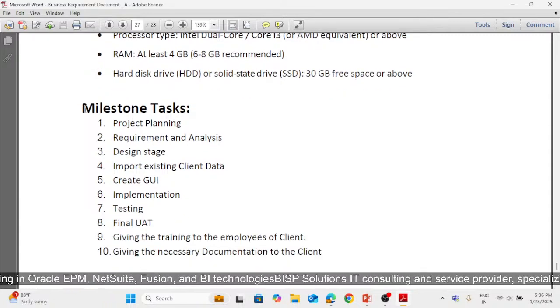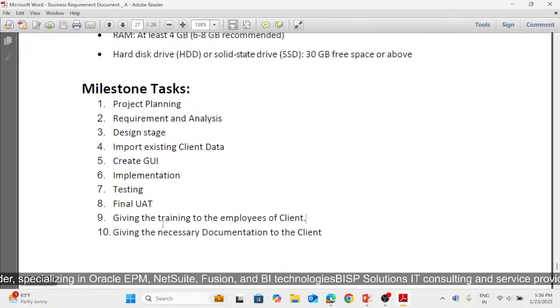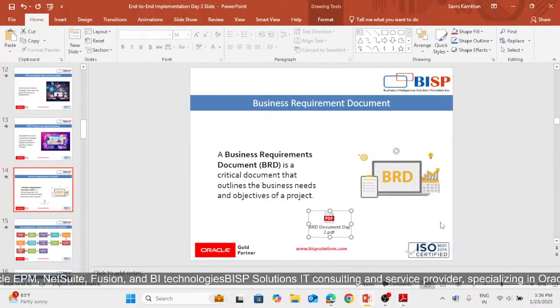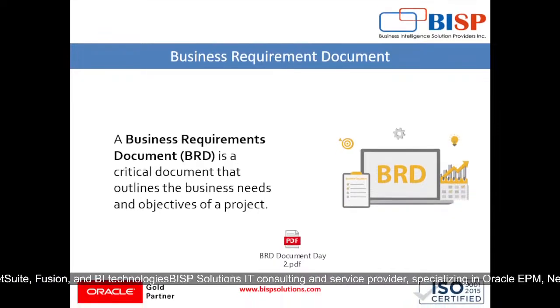So milestone tasks: we will have project planning, then requirement and analysis, designing stage, then we will be importing existing client data, then we will be creating GUI, then implementation is done, then testing phase is done, then final UAT, which is user acceptance test, will be there, and after that giving the training to the employees of the client, and then giving the necessary documentation to the client. So these are the milestone tasks for us. So this is how we can prepare a BRD as per our client's requirement.